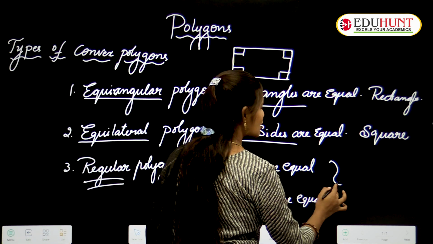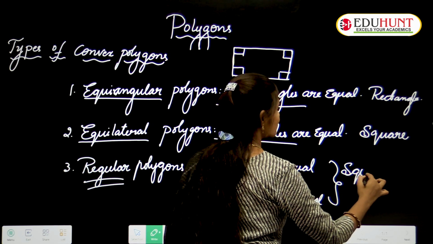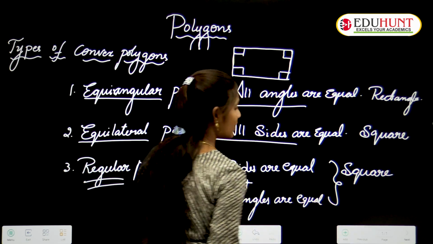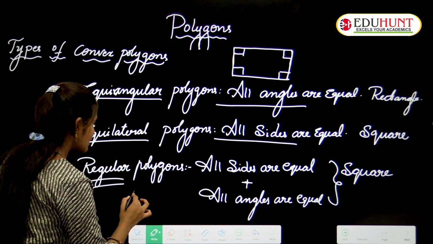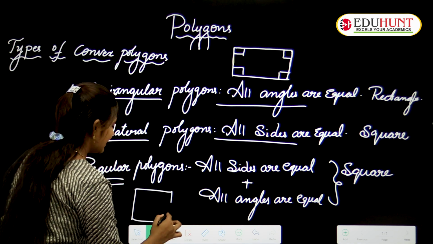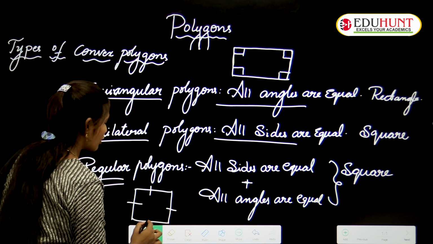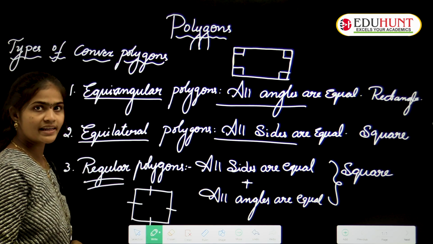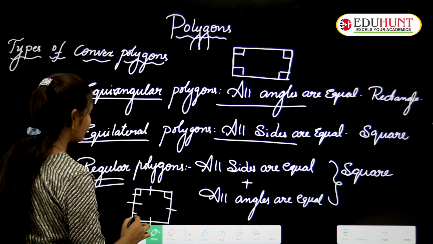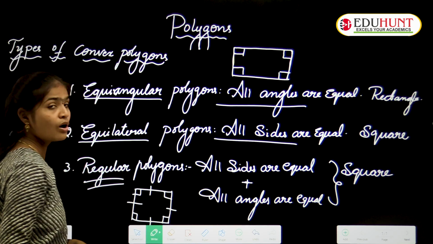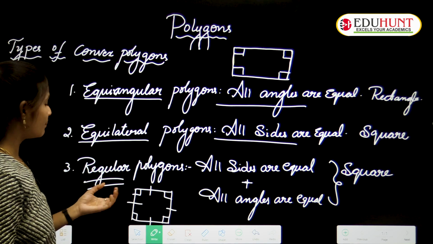Here we can take a square again as an example of this. Why? Because a square is an example of a regular polygon, since in a square all sides are of equal length. So is that satisfied or not? Yes. And coming to the angles, this has 4 angles and all are of equal measure.